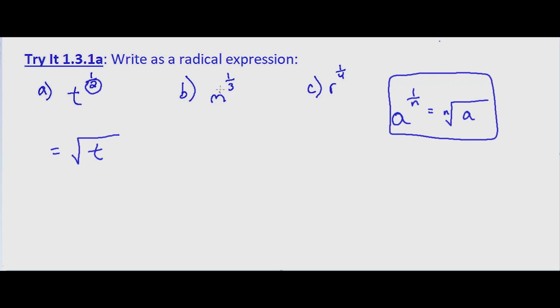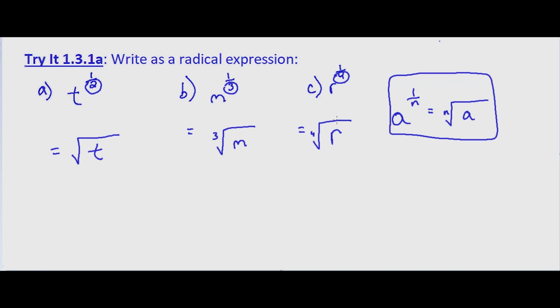Similarly with m to the 1/3, again, a to the 1 over n equals the nth root of a, so our n is 3. That means this is going to be the cube root of m. And then last but not least, problem C, we have r to the 1/4, our n is 4, so that equals the 4th root of r.